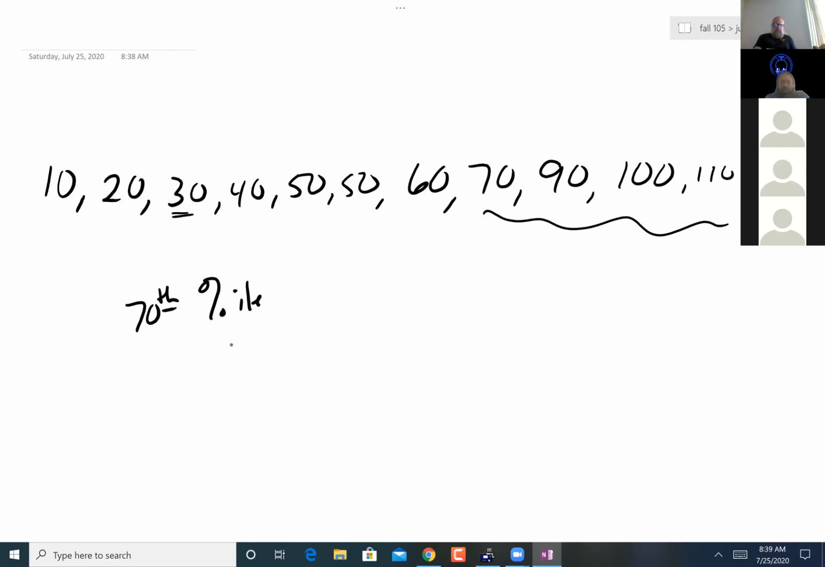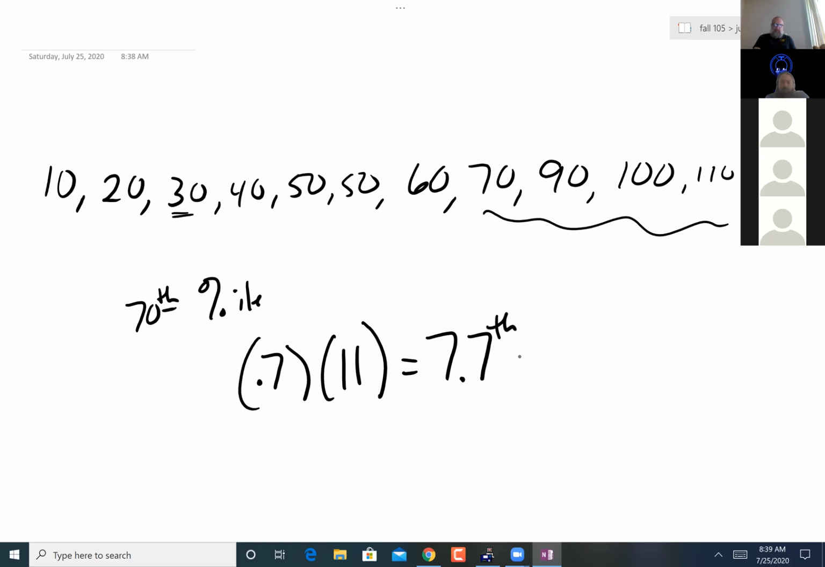So when I look at that, I think to myself, all right, cool. 0.7 times 11 comes out to the 7.7th term, which doesn't make any sense. So I'll round that up to the 8th term. Awesome. 1, 2, 3, 4, 5, 6, 7, 8. This guy right here is the 70th percentile. Okay, not because he's 70, just because of where he's located in the data set.